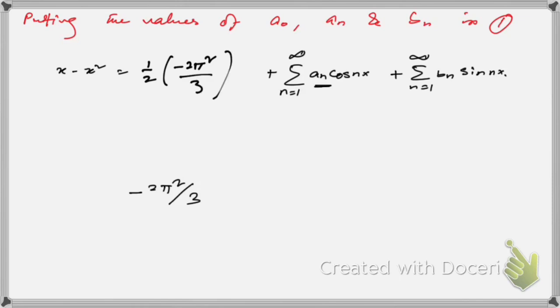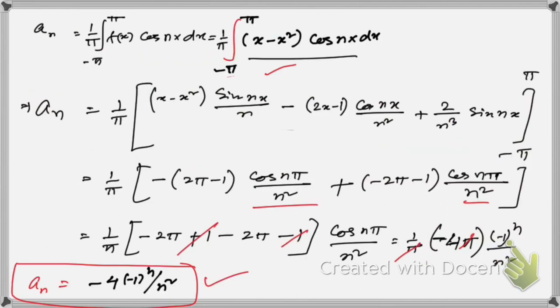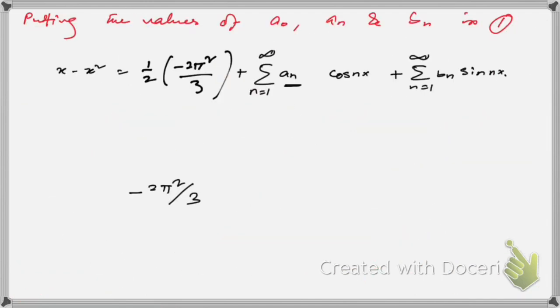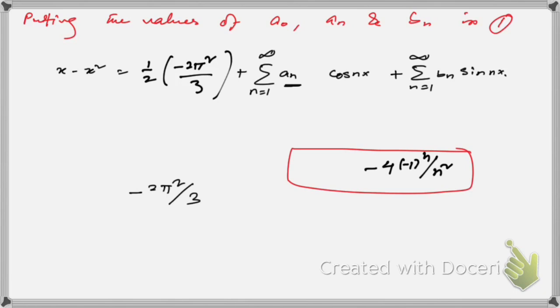Okay, so now what is the value of an? Let us put the value of an. Let me show you, this is the value of an. So now let me use this value of an here. What was that? Minus 4, then minus 1 to the power n. Let me write the cos nx a little bit on that side. Okay, by n squared. Okay, this is the value of an.